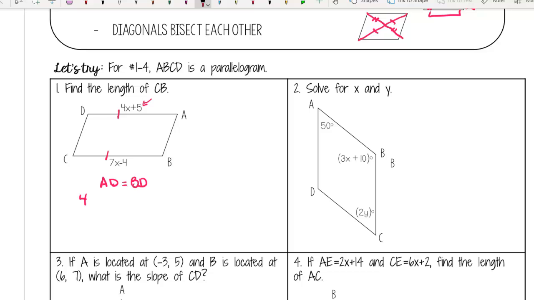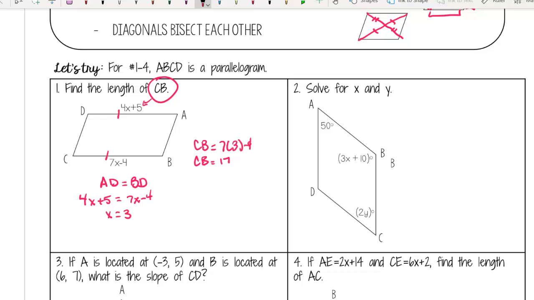The way you set up that equation is you get 4x plus 5 equals 7x minus 4, and you'll end up with x equal to 3. But you have to find CB, so don't forget to go back there. CB, if you plug it in, you end up with 17, because CB equals 7 times 3 minus 4.